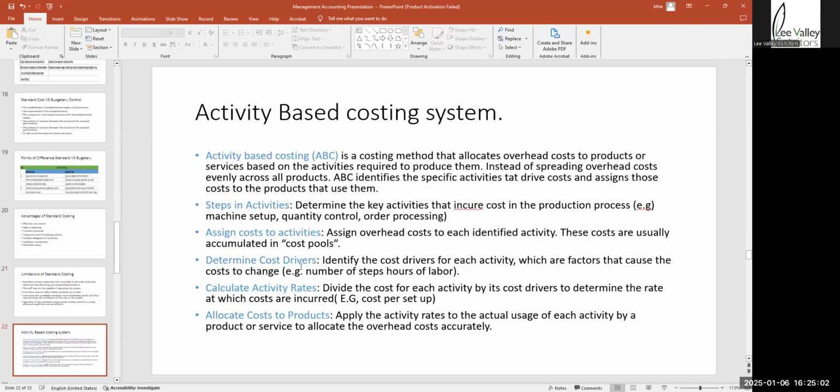Activity-based costing system. Activity-based costing system or ABC is a costing method that allocates overhead costs to products or services based on activities required to produce them. Steps in the system are to determine the key activities that incur cost in the production process: machine setup, quality control, and order processing. Assign cost to activities. Assign overhead cost to each identified activity. Determine cost drivers. Identify cost drivers for each activity, which are factors that cause cost to change.